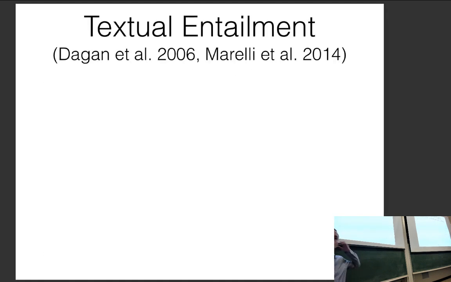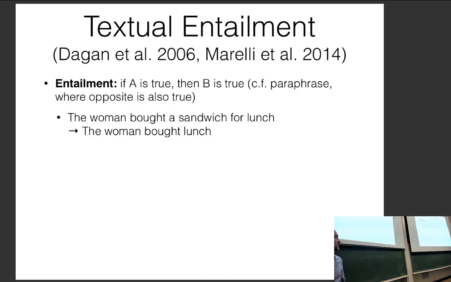And more widely used nowadays is something called textual entailment. It's also called natural language inference. They both basically mean the same thing. I guess maybe entailment is the phenomenon and natural language inference is the task of identifying the phenomenon. But entailment is basically a logical connection between two things. If A is true, then B is true.